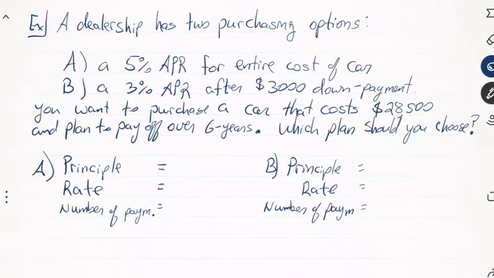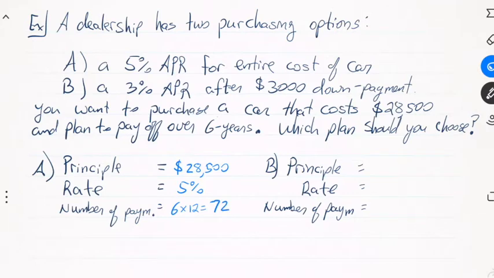So you want to purchase a car that costs $28,500 and plan to pay it off over 6 years. Which one should you choose? All right, so for both of them, you need to pull apart the information so that we can discuss them a little bit more in detail. So the principal for the first loan is the entire cost of the car. The interest rate, of course, is 5%, and the number of payments is 6 years, but remember, it has to be 6 times 12 because you're making monthly payments. 6 times 12 is 72.